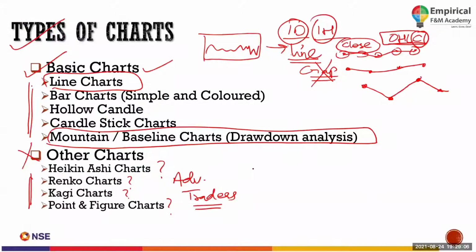Now, let's go to the next chart. It's a very nice chart. It's called a bar chart. Okay. Now, bar charts again are of two types, simple bar chart and colored bar chart. Let's understand the simple bar chart first, then you'll automatically understand what is a colored bar chart. Now, I'll use my whiteboard to help you out with the bar charts.